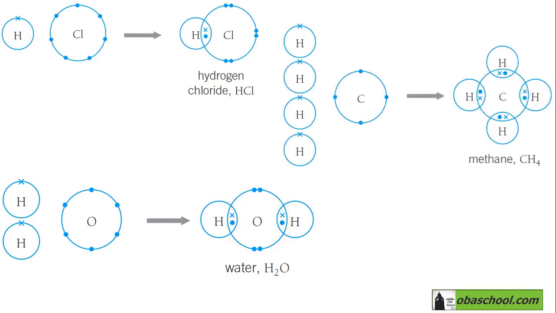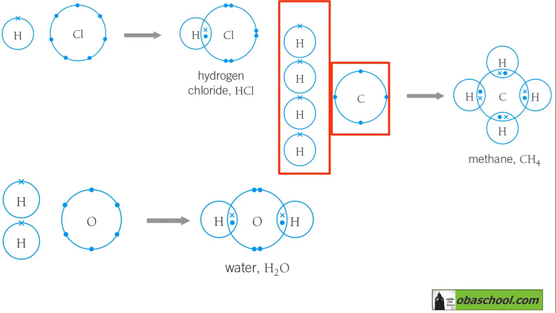Another example is methane, which is CH4. Carbon has only 4 electrons in its outermost shell, so it needs 4 more electrons in order to become stable. And the best way is to react with 4 hydrogens. As you can observe here, carbon shares 4 electrons with 4 hydrogen atoms, and this is how we get the stable methane molecule.